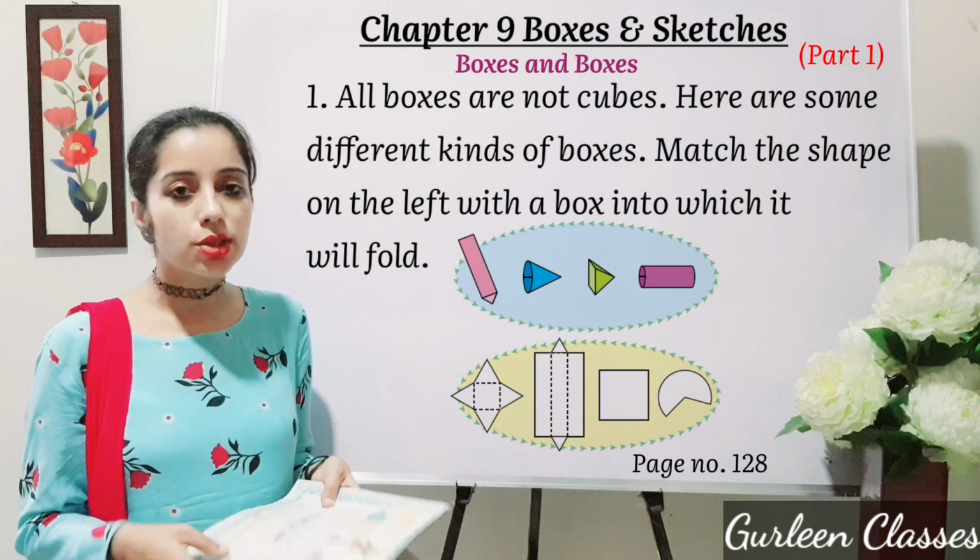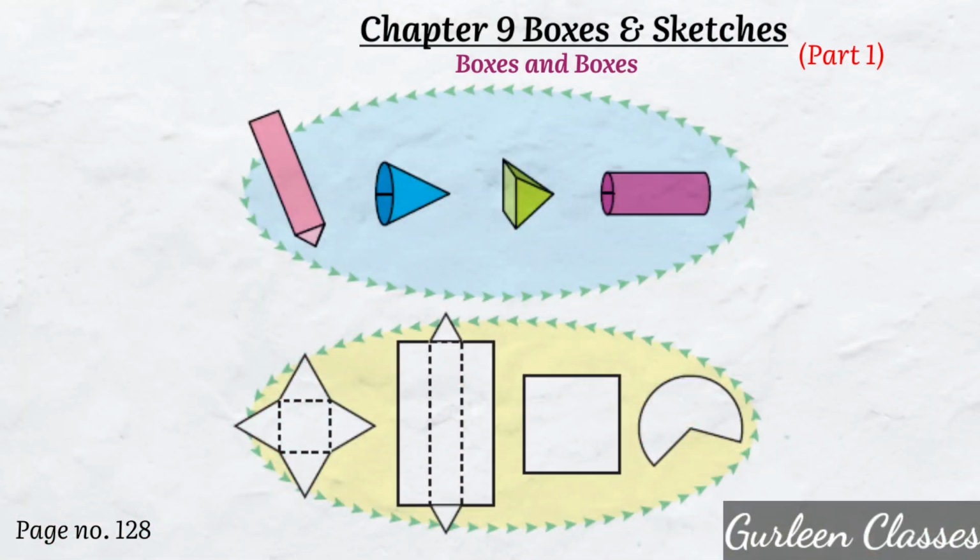So now let us do this question through screen. So here you can see some different kinds of boxes. So now we have to match the shape on the left with the box into which it will fold. So first figure, can you see? There are 2 shapes, rectangle and triangle. So the sketch of this shape is, here I have matched.